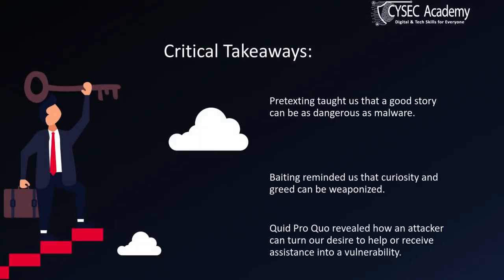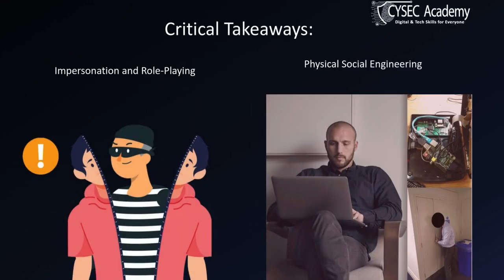Pretexting taught us that a good story can be as dangerous as malware. If someone seems to know too much or acts too quickly, slow down and verify. Baiting reminded us that curiosity and greed can be weaponized. Free offers or suspiciously enticing items, whether online or offline, should always raise red flags. Quid pro quo revealed how an attacker can turn our desire to help or receive assistance into a vulnerability. Don't trade access or information for help unless you've verified the source.